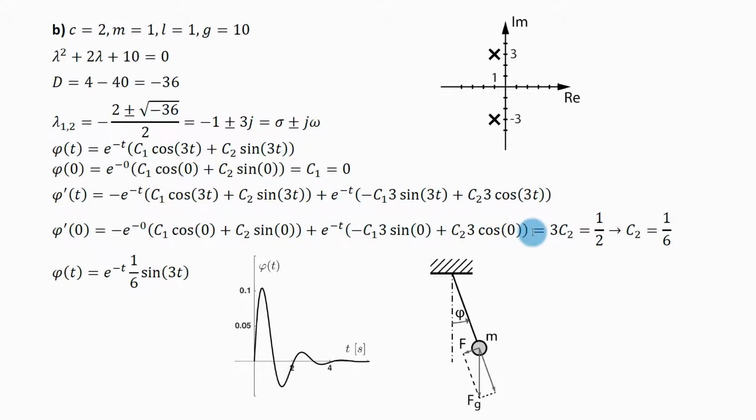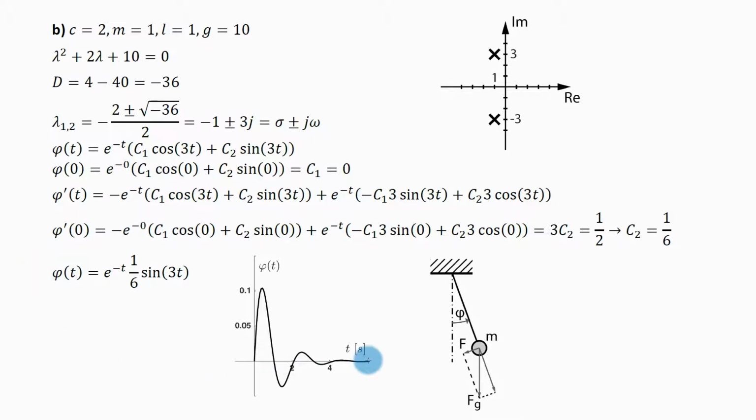And when I evaluate this expression and also use the fact that I already know that C1 is 0, I will get that this long expression is just 3C2. And per the second initial condition, this is supposed to be equal to 1 over 2, from where I can get that C2 must be 1 over 6. Now I will use these constants and substitute them into my general solution, and I will get my particular solution. So this will be the specific way how my system will behave for my specific initial conditions.